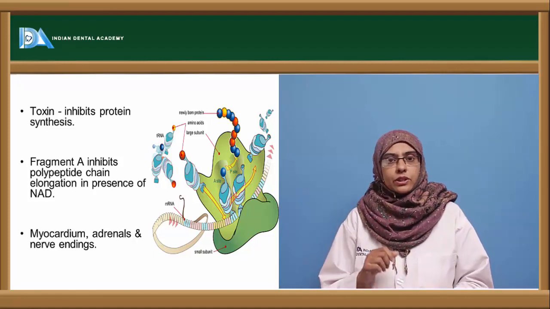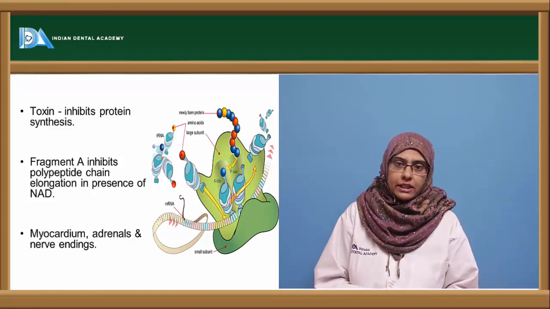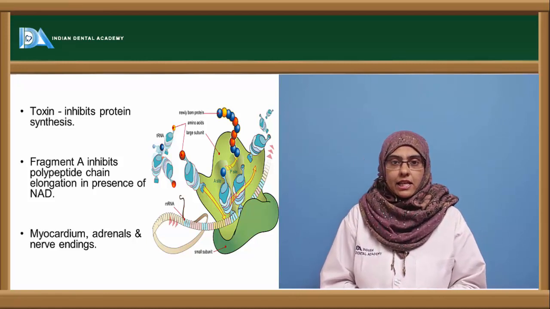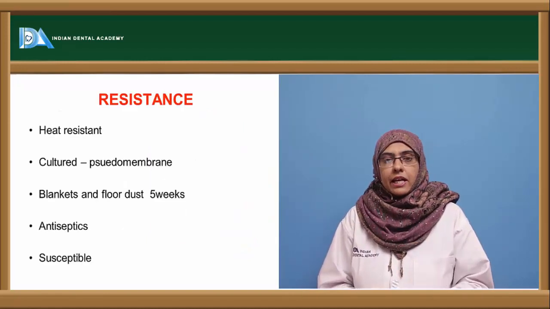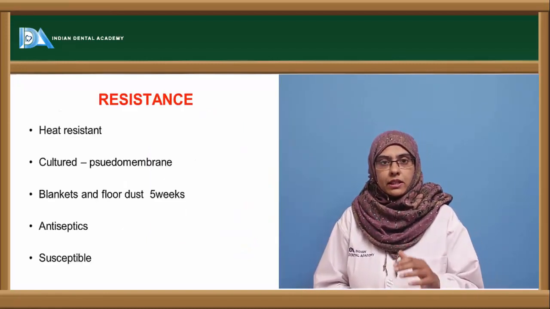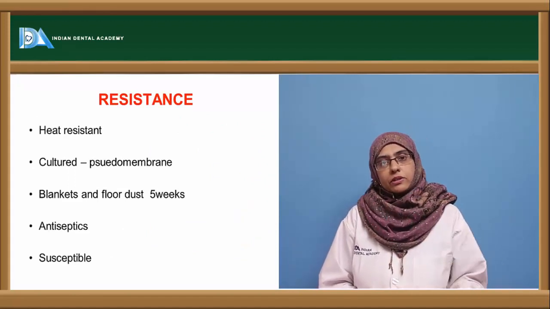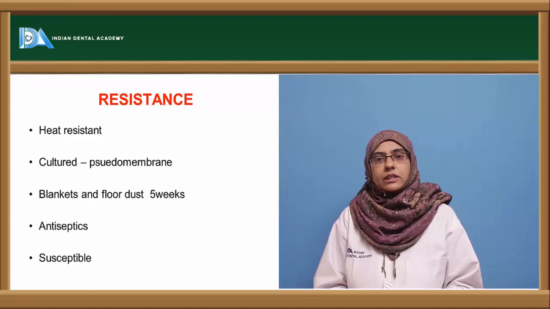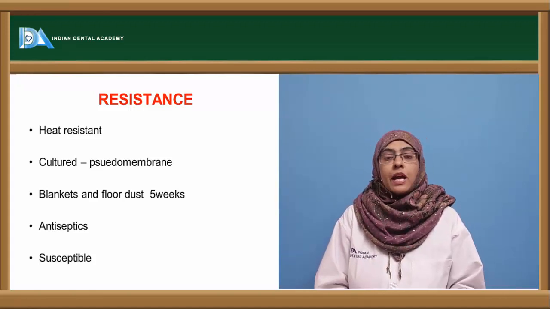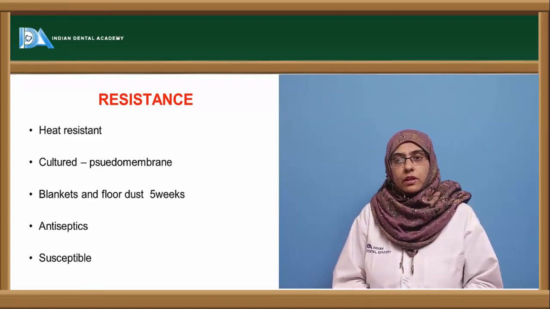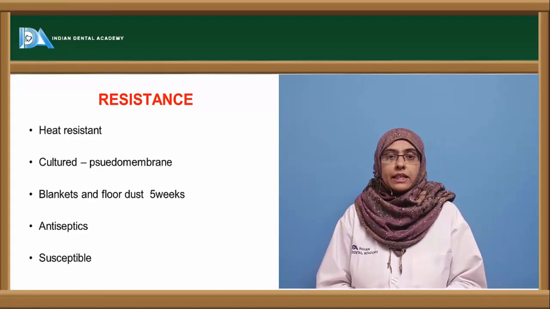And the cells that are usually affected by these toxins are myocardium cells of the host, adrenal cells, and the nerve endings, thereby inhibiting protein synthesis and causing damage to the host cells. So the pathogenic effect is not because of the bacteria, but because of the toxin that is produced by the organism. Now coming to the resistance of this organism, these organisms are heat resistant.